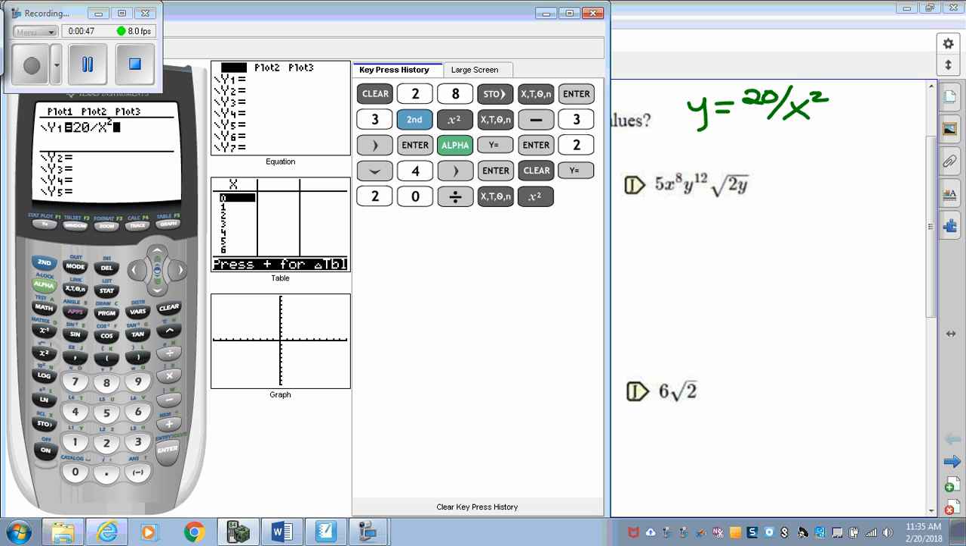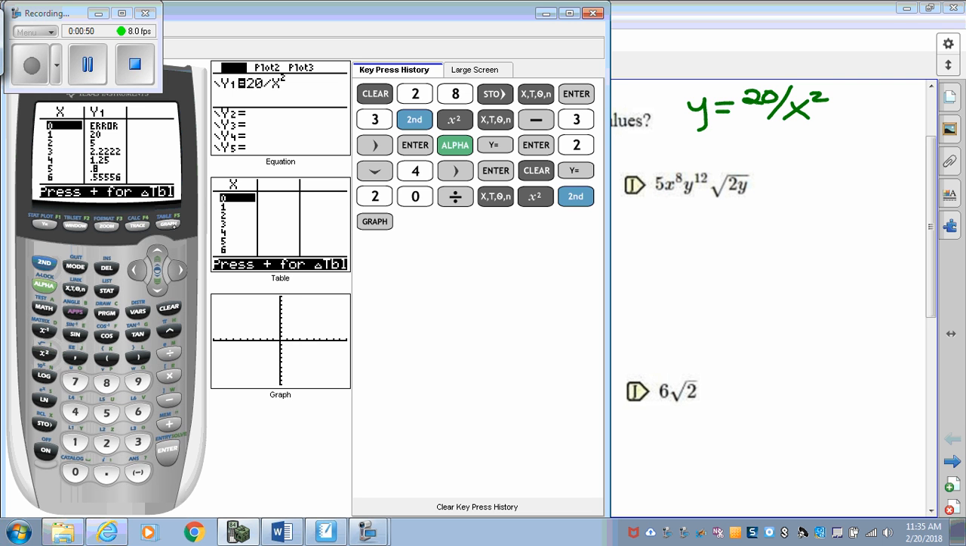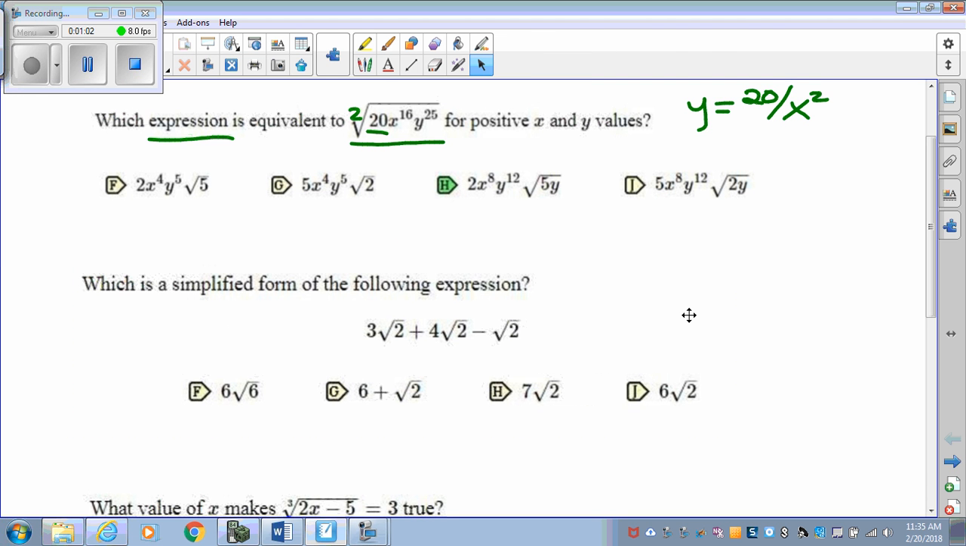Okay, and then I'm going to look at the table to see what I can simplify that to. I'm going to look for the smallest y value that is not a decimal and not 20. So that would be 2 radical 5. All right, so a 2 is going to come out. If I'm simplifying this, a 2 comes out of the radical and a 5 stays underneath the radical. So 2 squared is 4 times 5 is 20.